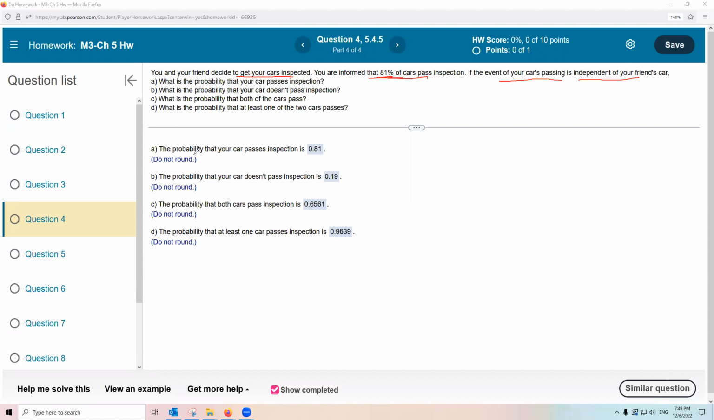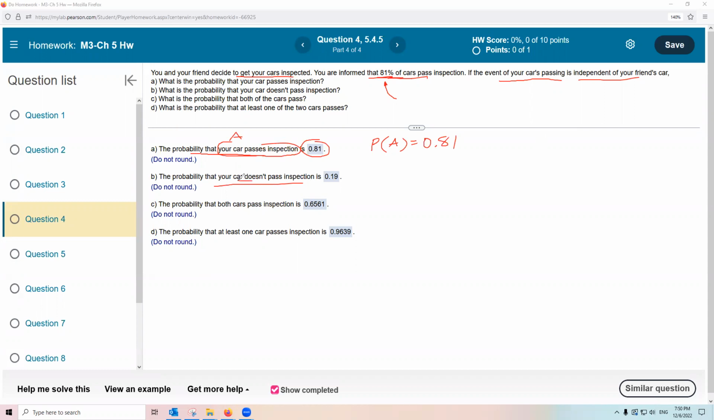All right, let's go to part A. What's the probability that your car passes inspection? Well, every car has an 81% chance of passing, so my car is going to have an 81% chance. By the way, we would say the probability of event A is 0.81 for part A. Event A would be your car passing inspection.